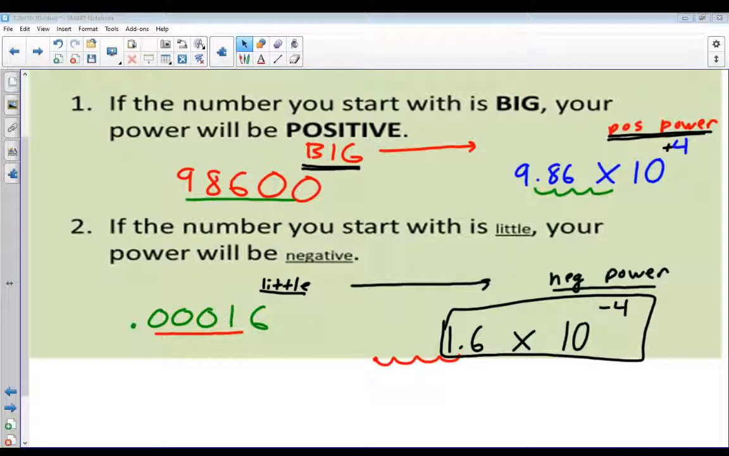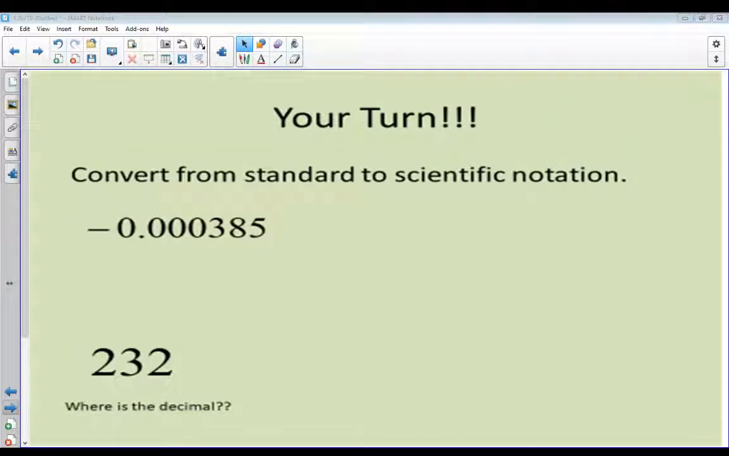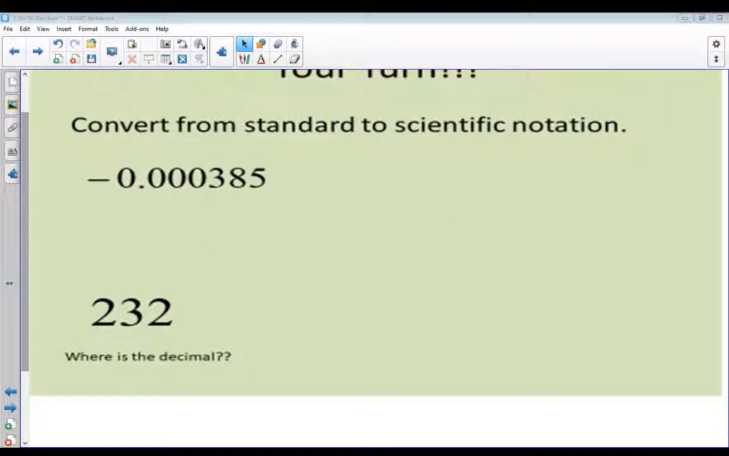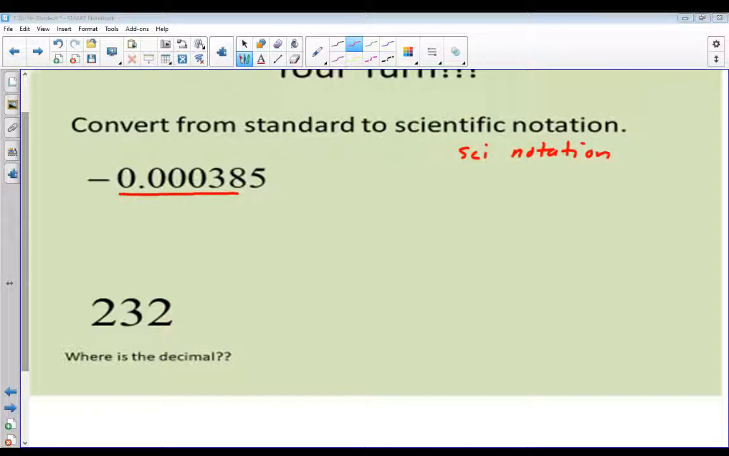Keeping that in mind, these examples should be a piece of cake. So now, I want you to try these two on your own. Take these numbers and rewrite them into scientific notation. Go ahead and try that now with Edpuzzle. And once you've tried both of these examples, you can check your work with mine. Go ahead and try that now.